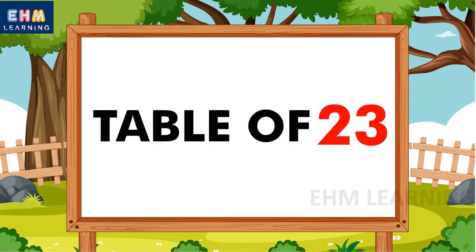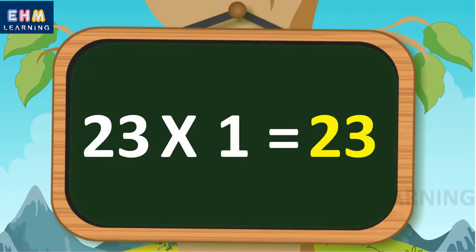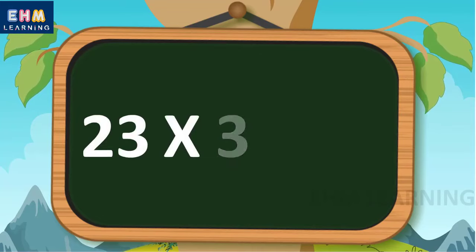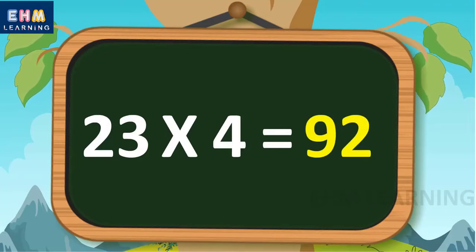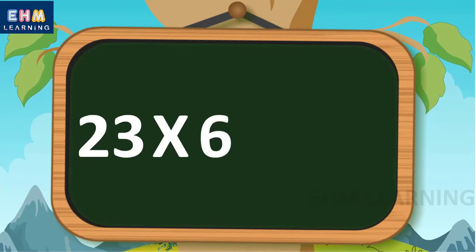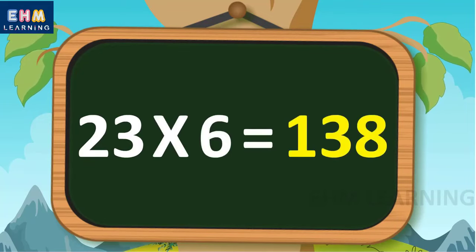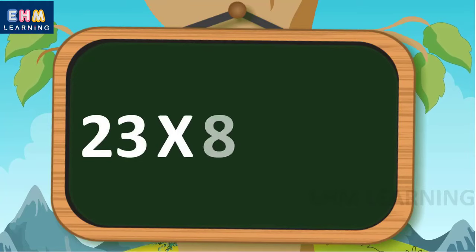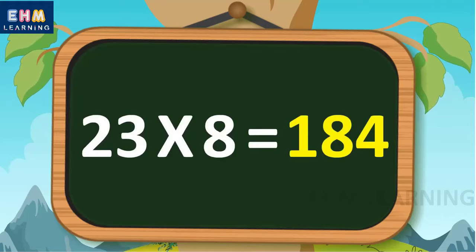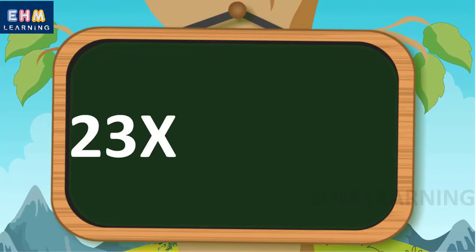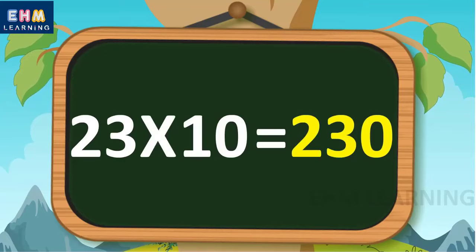Table of 23. 23 ones are 23. 23 twos are 46. 23 threes are 69. 23 fours are 92. 23 fives are 115. 23 sixes are 138. 23 sevens are 161. 23 eights are 184. 23 nines are 207. 23 tens are 230.